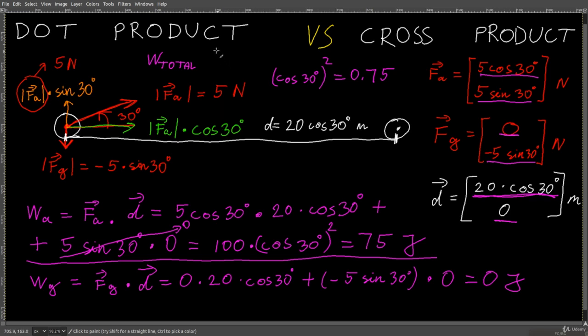And remember, the dot product gives you a scalar, and scalars are just numbers, and so you can just add them together, which means that the work total equals work done by the applied force plus work done by the gravity force, and since this one is 0, then you only have 75 joules, like this. And so that's why in physics you can just add energies, because energies are scalar, they're not vectors. Energy doesn't have a direction. It's just a number, a quantity, and that's why you can add them together like this.